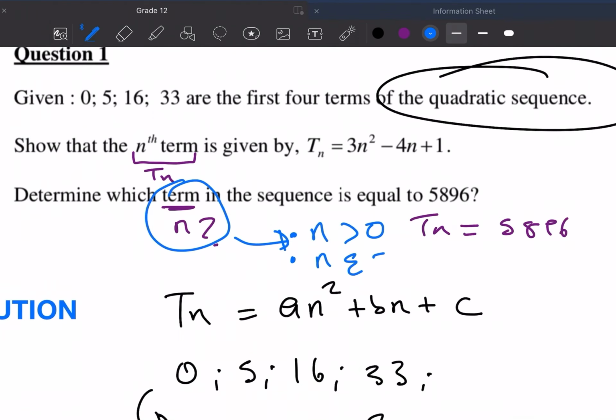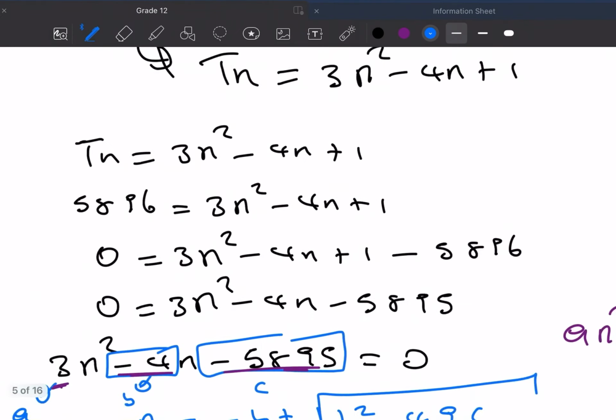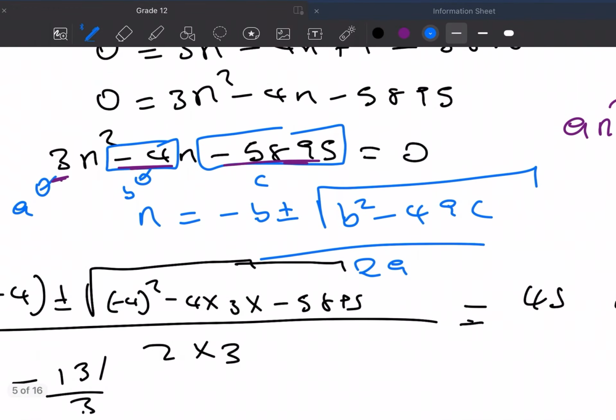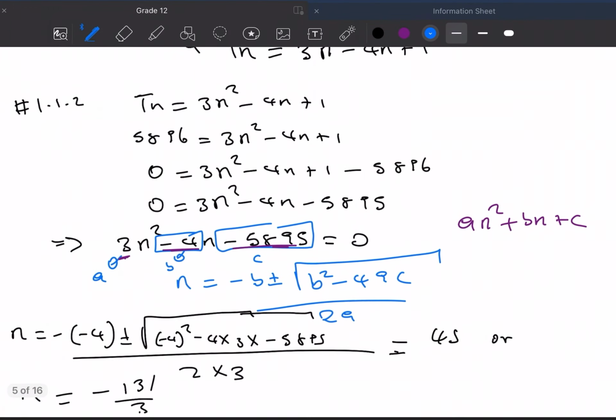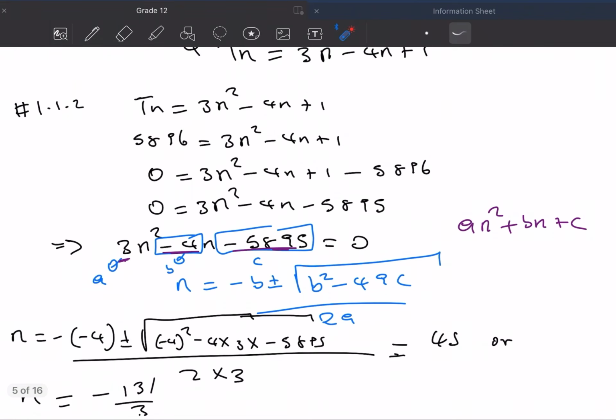And n is a positive integer, so it's a whole number. It's not going to be a fraction or a decimal. For example, in this case, n is a fraction, so this is not applicable in our answer. Our answer is 45. n is equal to 45.